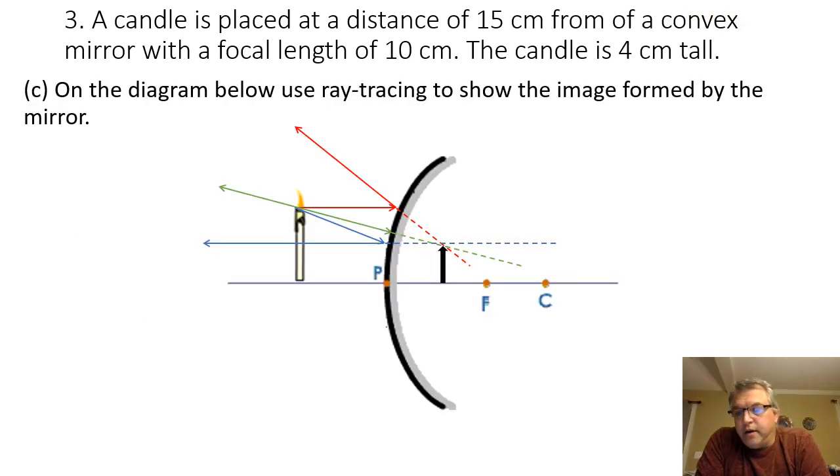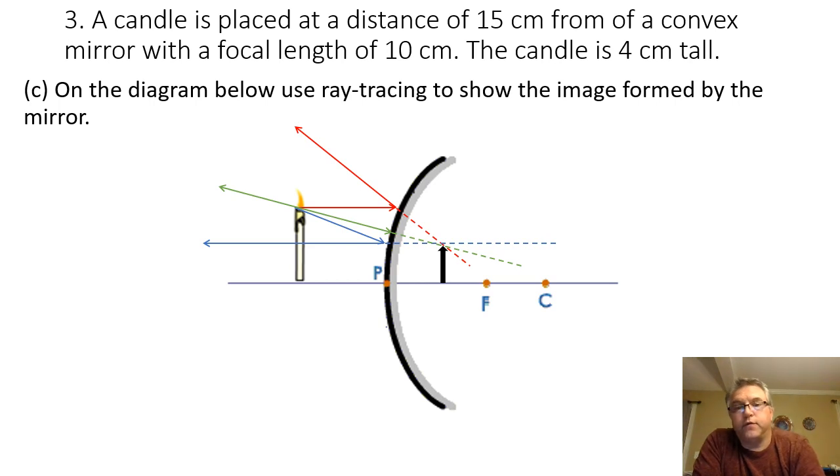Part C of problem 3 asks us to use ray tracing or draw ray diagrams to show the image formed by the mirror. So remember, there are 3 different rays that we can draw, and let me go through those with you. The first ray is the one represented in red here, and I just have the 3 different rays color-coded just to make it easy to differentiate between them.